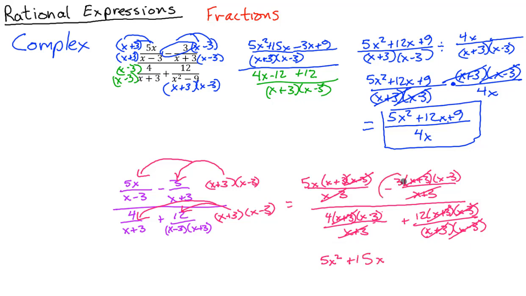And over here we get the minus 3 jumps into there, and we get minus 3x plus 9. And we have no denominators on the top, so it is gone. And on the bottom we get 4x minus 12 plus 12. And those two go away. And you'll see we end up with the exact same answer as what we had before.